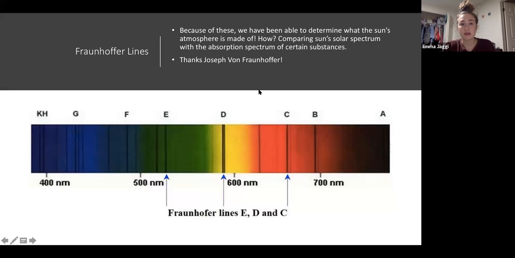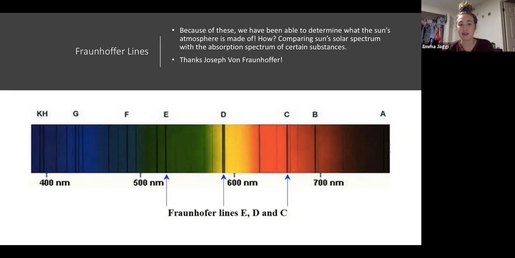Next. So these black lines, what are these black lines? Do you know? Take a guess. These are called Fraunhofer lines. He is just the scientist who researched them, and he knew a lot about them. Because of these, we have been able to determine what the sun's atmosphere is made of, and other things, by comparing the sun's solar spectrum with the absorption spectrum of certain substances.